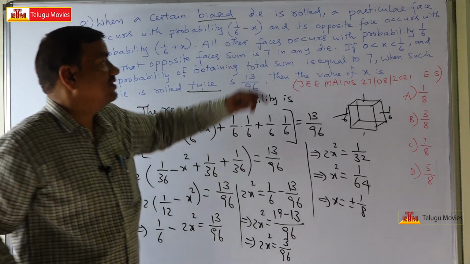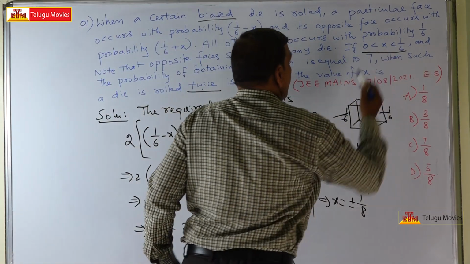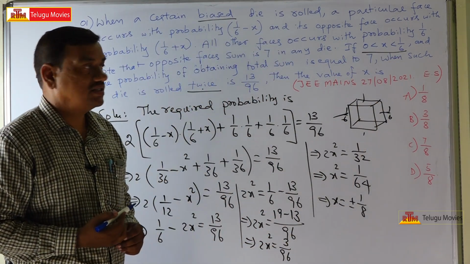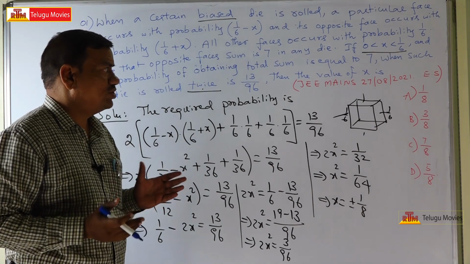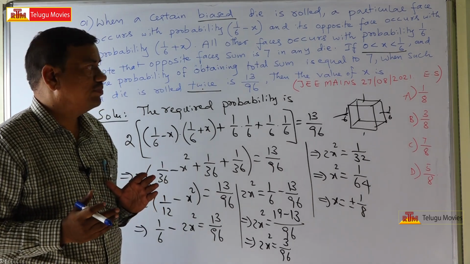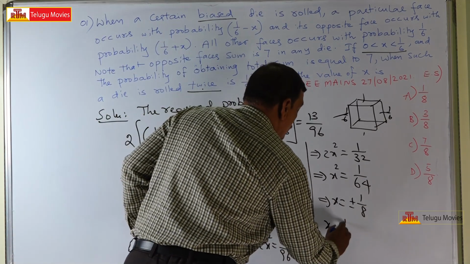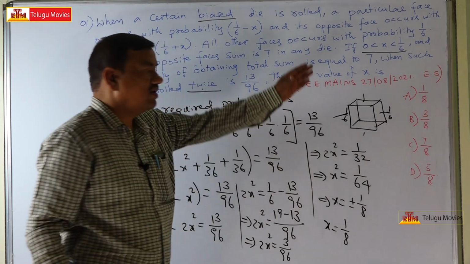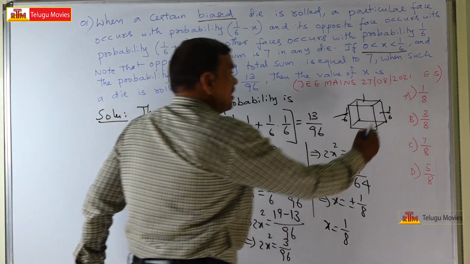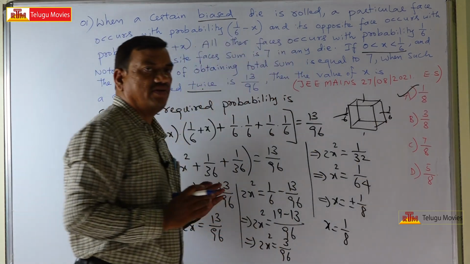But here it is given that 0 less than x less than 1 by 6. So that value should be only positive, and moreover it should lie between 0 and 1 by 6. So you will take only x is equal to 1 by 8. So in our option A is the right answer. Okay, so it's a very easy problem.